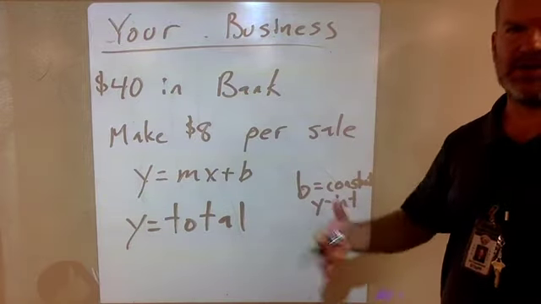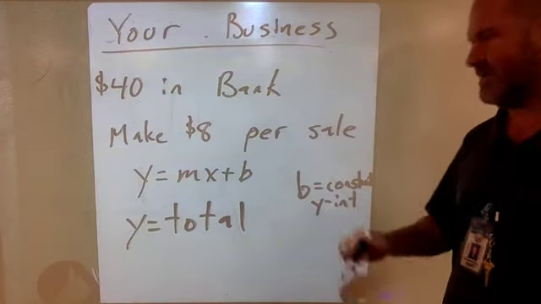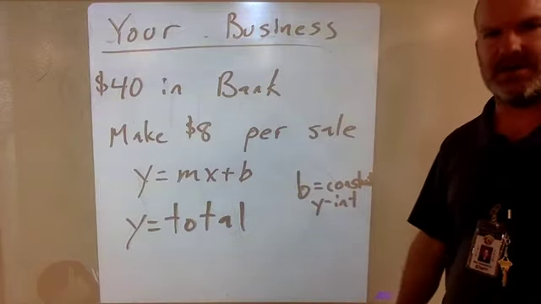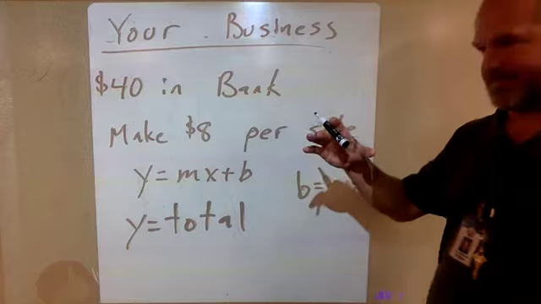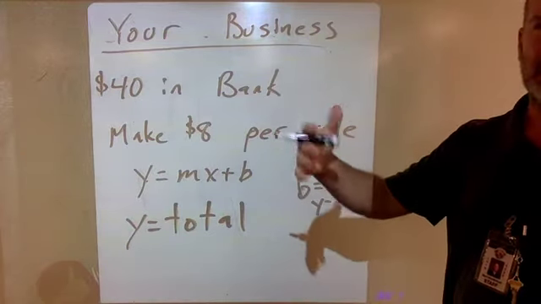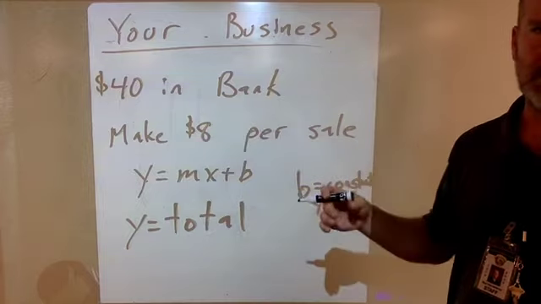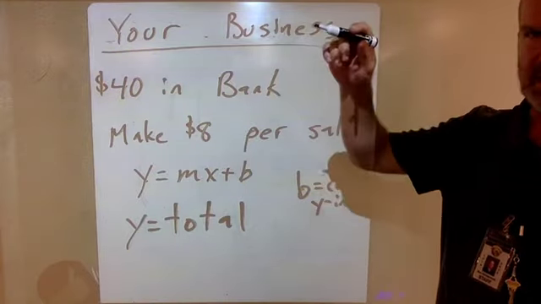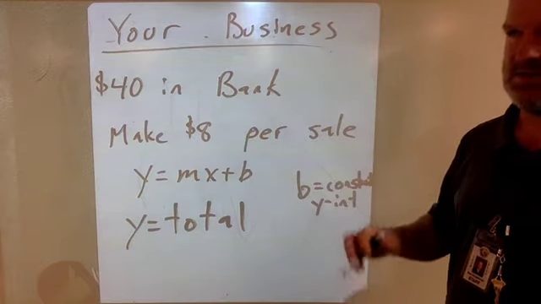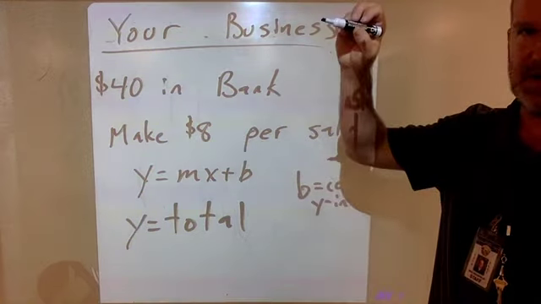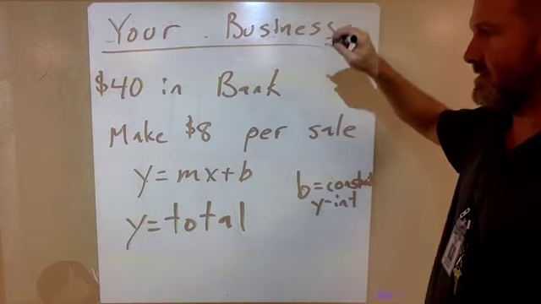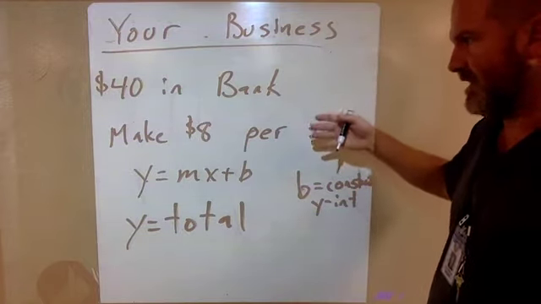It's going to be the $8 per sale. You're starting with $40 in the bank. That's not going away. That $40 in the bank is there. It's the $8 per sale that is the rate of change, the slope. You're rising $8 in the bank for every one sale. So if you make 2 sales, you rose $16 for 2 sales. Rise over run, 16 over 2, which reduces to 8.